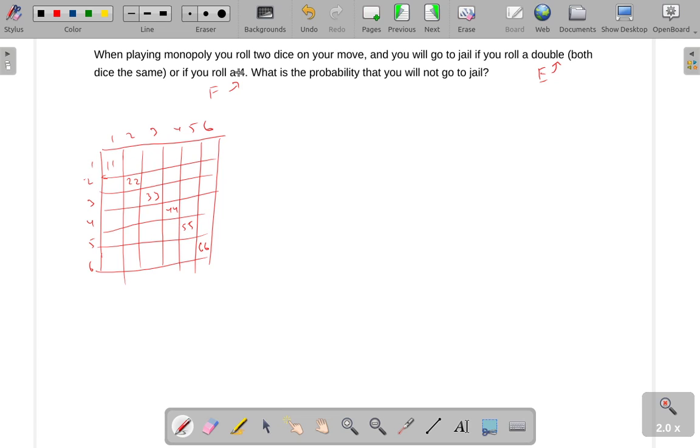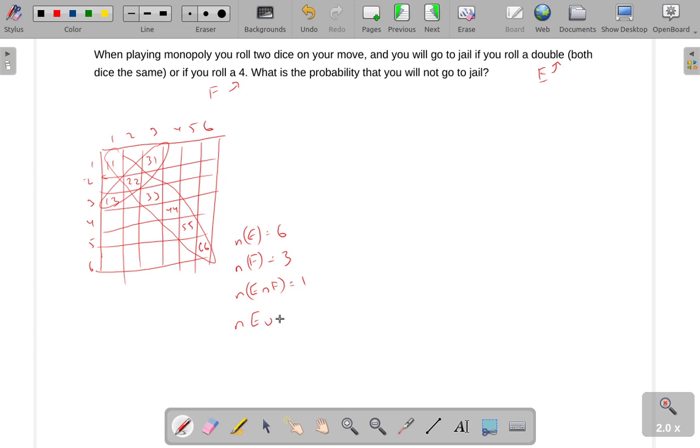And if you roll a 4, you can see there's a couple of different spots we can get a 4. 1 and 3, rolling a 1 then a 3, or a 3 then a 1, or a 2 and a 2. So N of E is 6. N of F looks like 3. There's 3 different outcomes where I can roll a 4. But of course, N of E intersect F is 1, because there's one outcome where we're in both of those.